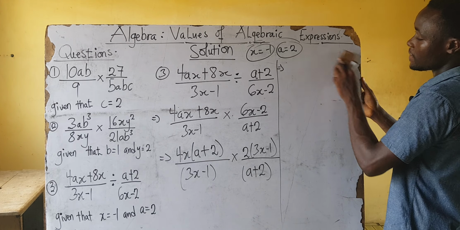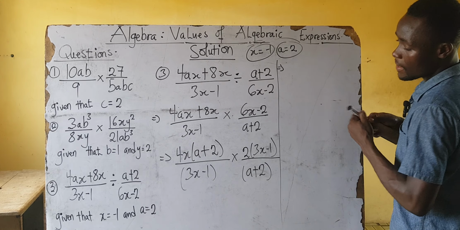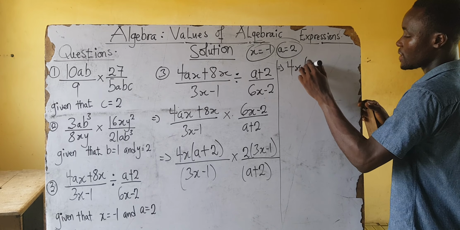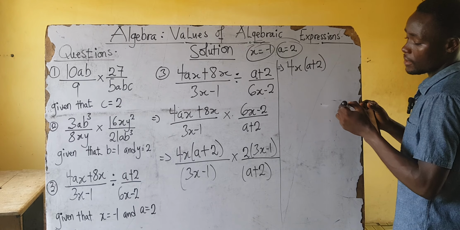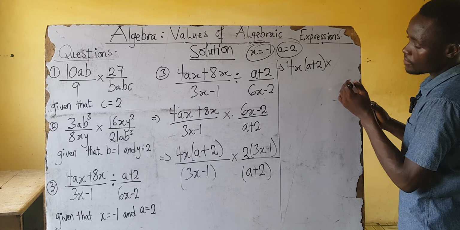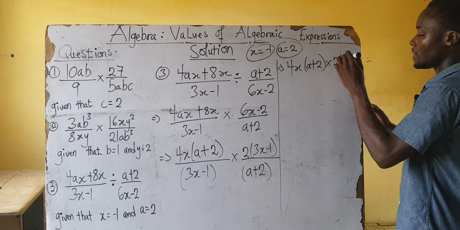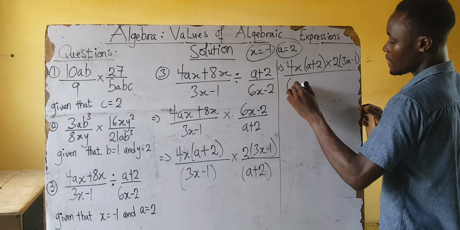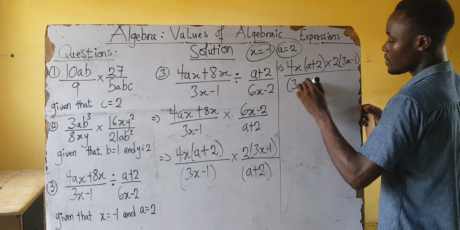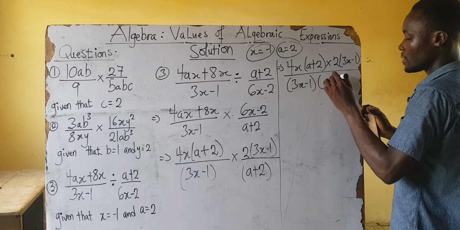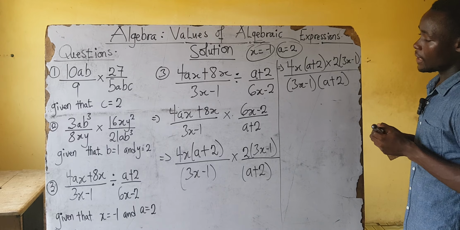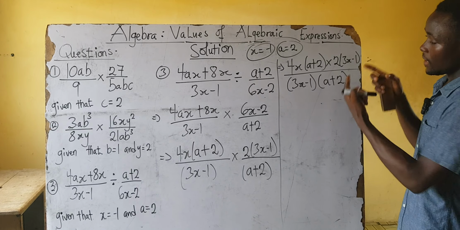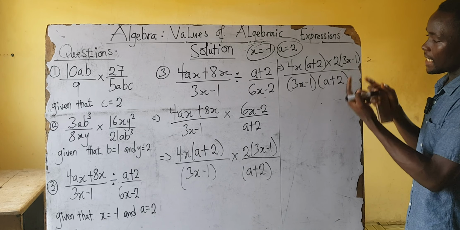Okay, so let's see what is happening. Let me make it easy. So here, I'll have 4x multiplying a plus 2, multiplying 2 in a bracket 3x minus 1 all over I have my 3x minus 1 here multiplying a plus 2. Okay, now the terms in the bracket simply means they are one term. Do you get me? Those in the bracket simply means they are one term.